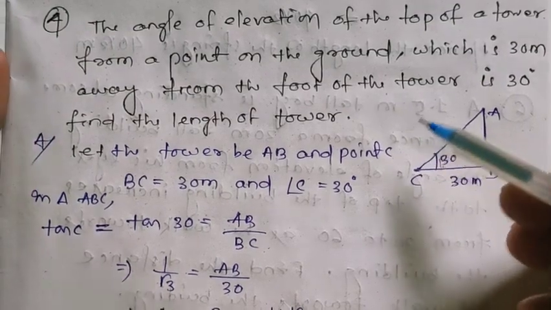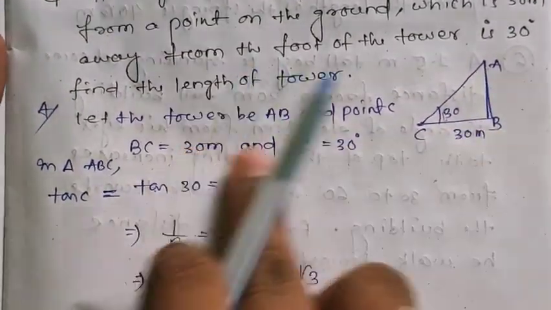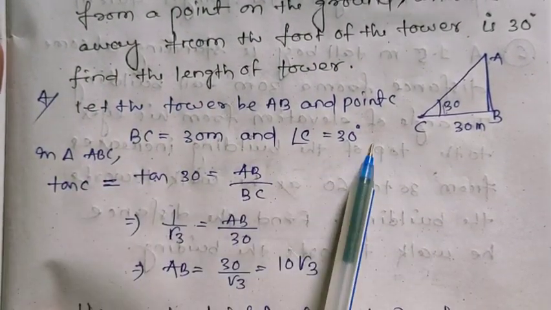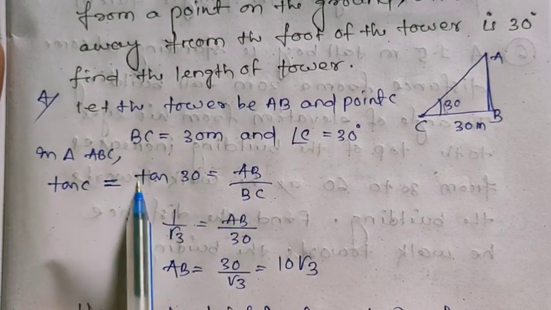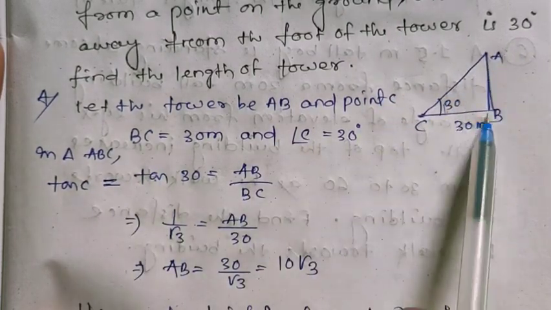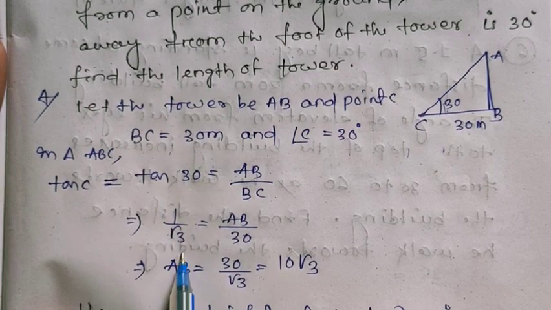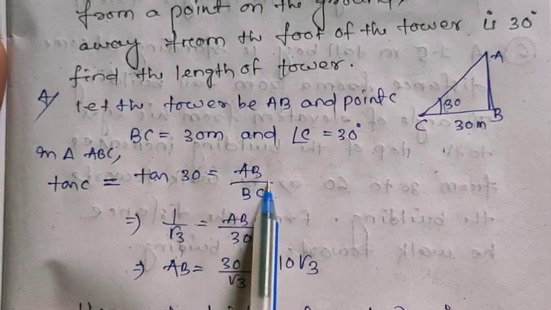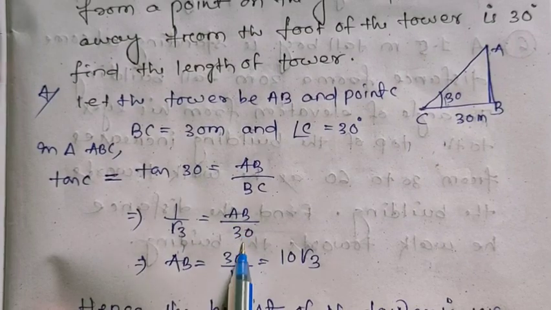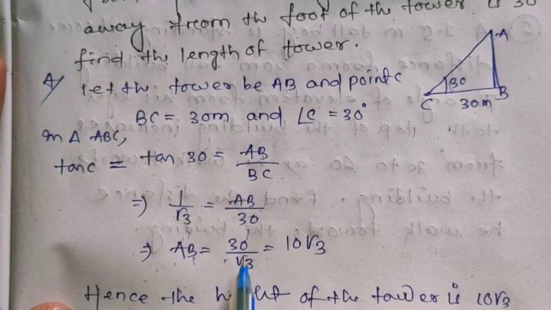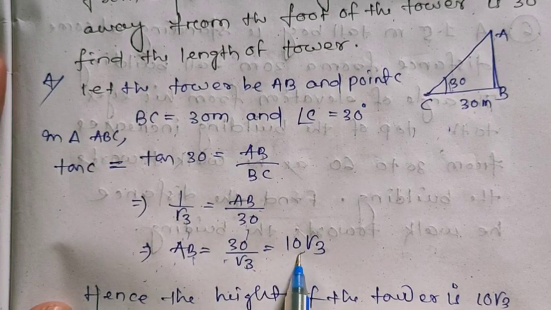So here it is given, we have already written what is given. BC is equal to 30, angle C is equal to 30. So in triangle ABC, tan 30 is equal to AB by BC, P by H. So tan 30 we know is 1 by root 3, which is equal to AB by BC. BC is 30 meter, so AB by 30. This implies AB is equal to 30 by root 3, which is equal to 10 root 3. Hence the height of the tower is 10 root 3 meter.